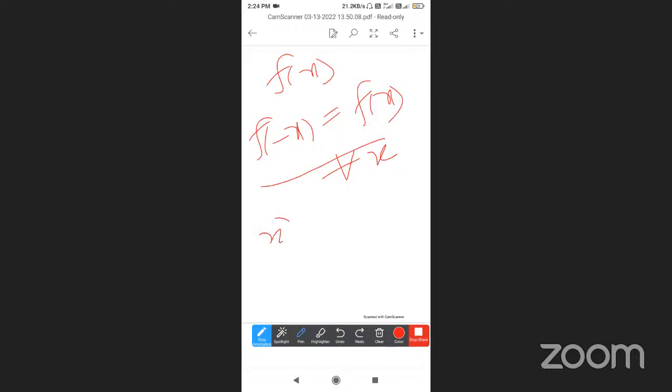So what is an even function? Even and odd functions are on page number 84. A function f of x is said to be an even function if f of minus x is equal to plus f of x for all x. Examples of even functions: x square, cos x. So the graph of an even function is symmetrical about the y-axis.